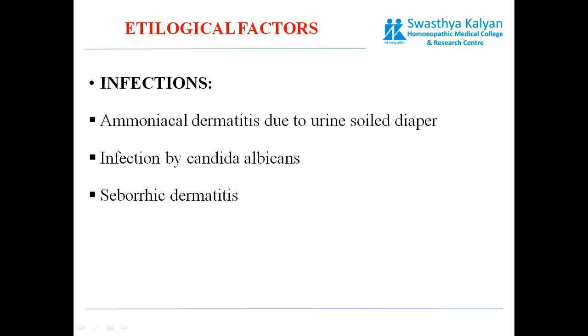And third is seborrheic dermatitis. Now again, seborrheic dermatitis, it's a skin disease. In this, there are rashes which are very itchy. So there are rashes on the skin with flakes. The skin is red and severe itching is present. We call this cradle cap and it usually appears on the scalp. So infections include ammoniacal dermatitis due to urine soiled diaper, infection by Candida albicans, and seborrheic dermatitis.